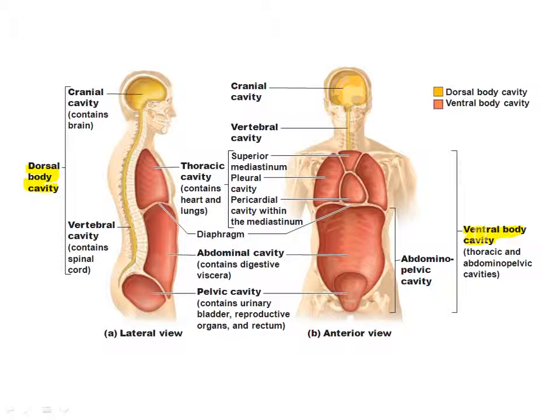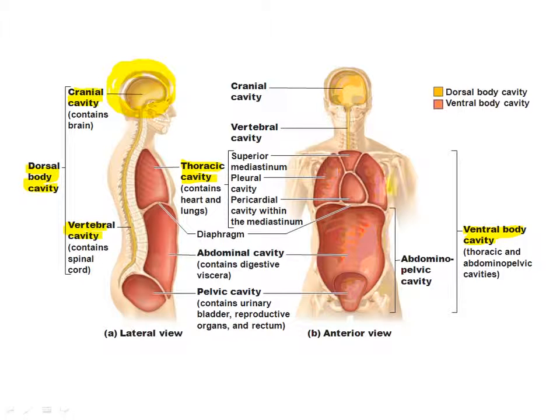The dorsal body cavity consists of the cranial cavity here, which all of you I'm sure can tell me houses the brain, and the ventral cavity running down here. This contains the spinal cord. Very heavily protected cavities. The ventral body cavity contains the thoracic cavity, which is the entire chest region, and the abdominopelvic cavity, which is the entire belly region.